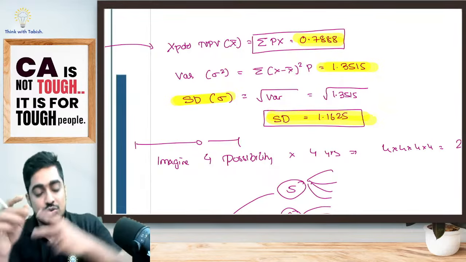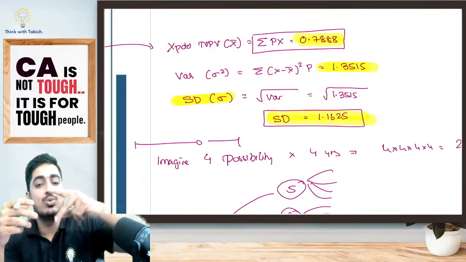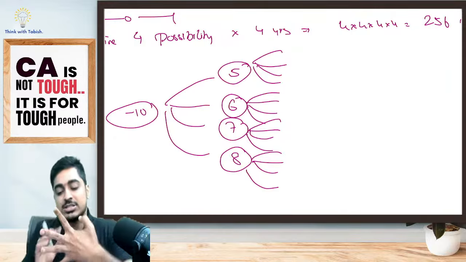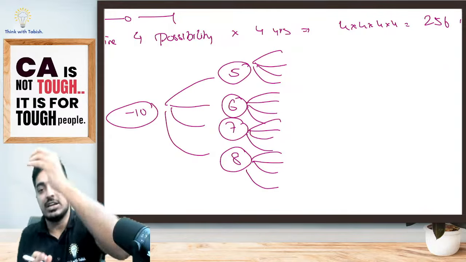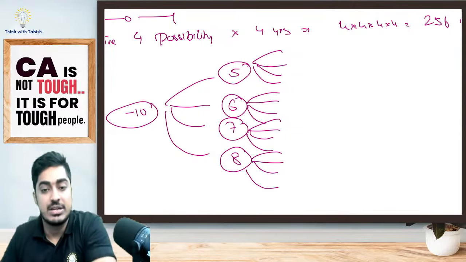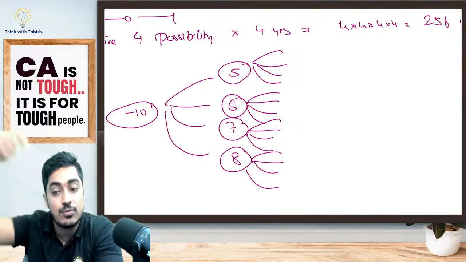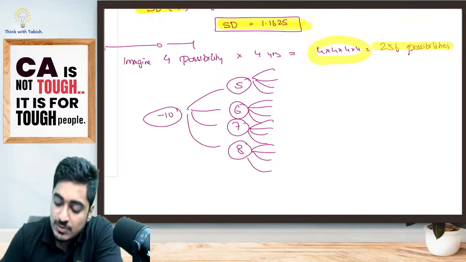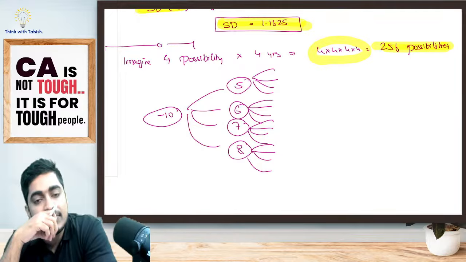Here I could do it because only 2 years was there and everywhere only 2 options were there. Imagine question tells me 4 years are there. First year 4 possibilities. Next year for every item 4 more possibilities. Third year for every item 4 more possibilities. Fourth year for every item 4 more possibilities. That means total 4 into 4 into 4 into 4, 256 different possibilities there.